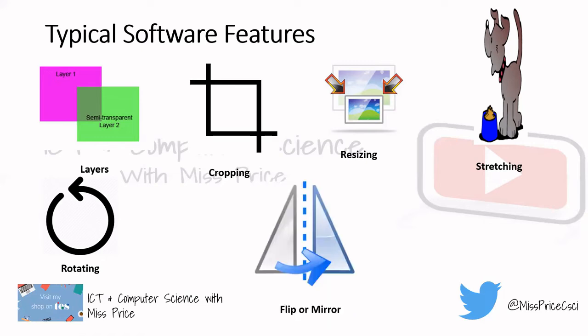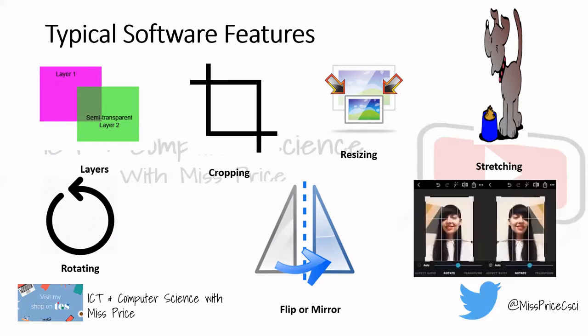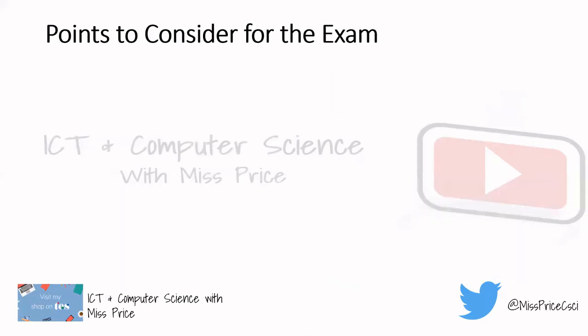Also, you can mirror an image, because sometimes an image may be facing the wrong way. For example, we've got our dog here, facing to the left. We might want him to face to the right. If we try to do that by rotating, he might end up upside down, but you can actually mirror the image and flip it round. And here you've got rotation as well.